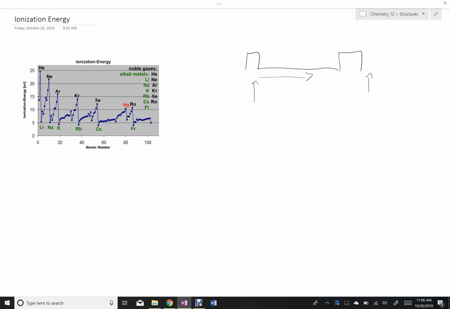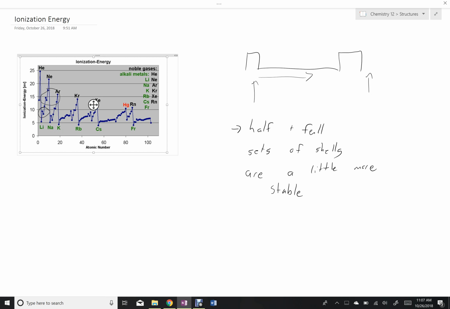I'm talking about some of these subtle little trends like this one right here, where the atoms don't appear to follow the trend. And if we look at these closely, now that we have a bit of an understanding about the rule that half and full shells, or half and full sets of shells, are a little more stable, we can understand some of these subtler trends in the periodic table. So let's take a good look at where this trend is occurring. We're going to talk about that one first.